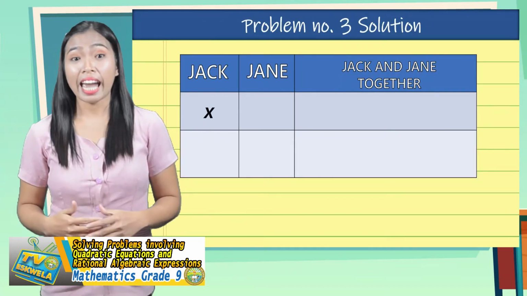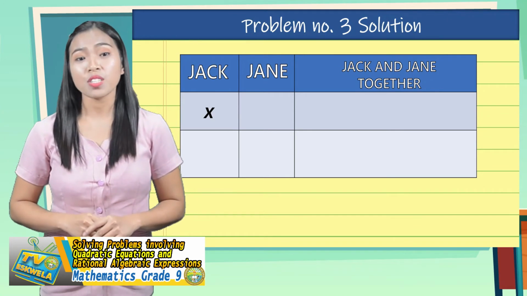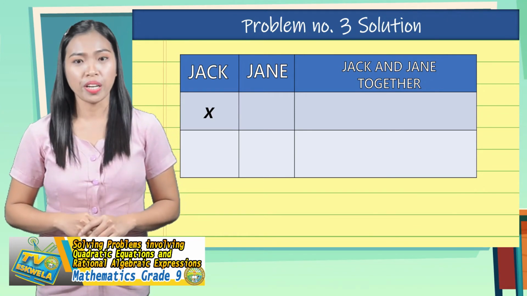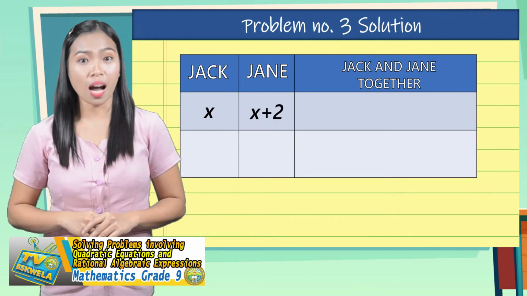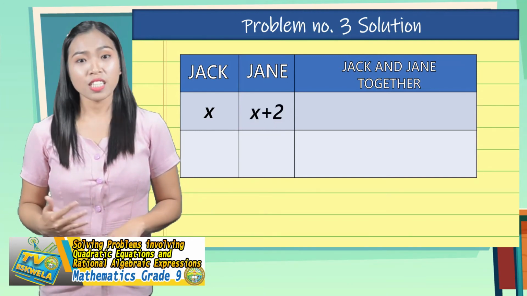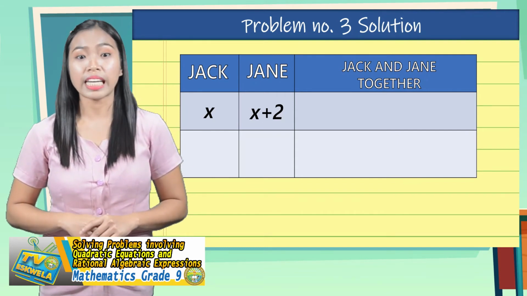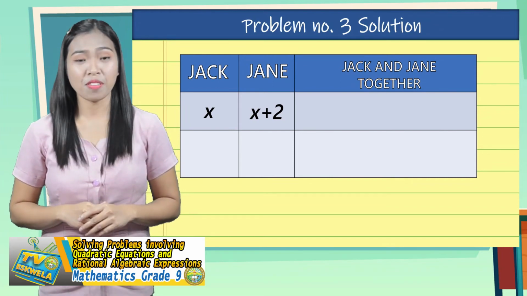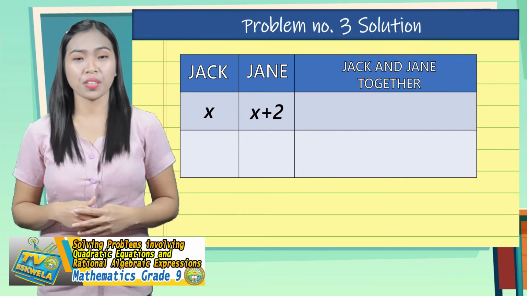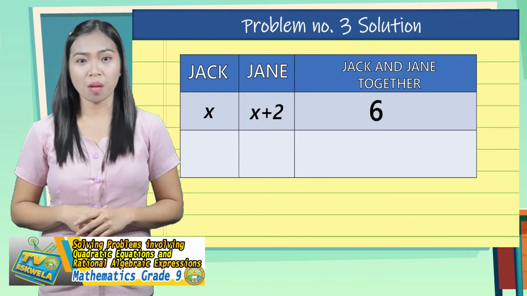Let us let x represent the number of hours it takes Jack to work alone. And since Jane works longer than him by 2 hours, let x plus 2 represent the number of hours it takes Jane to work alone. It is given that if they work together, it takes them 6 hours to finish the job.